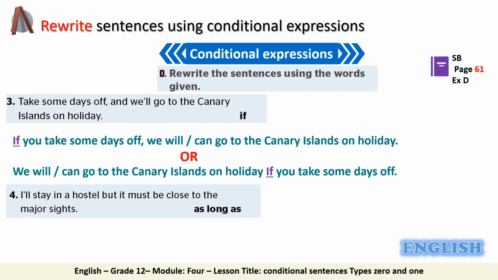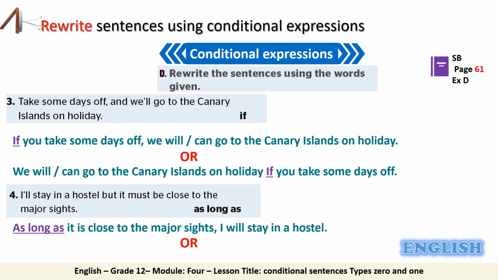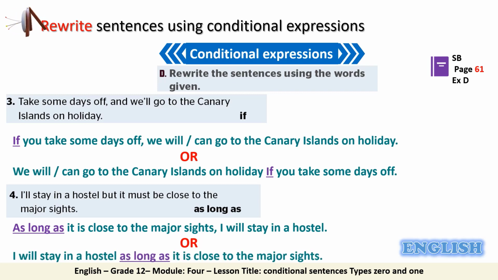Finally, sentence number 4. How have you used as long as in this sentence? Very good. By writing, as long as it is close to the major sites, I will stay in a hostel. Or, if you begin with the main clause, I will stay in a hostel as long as it's close to the major sites.